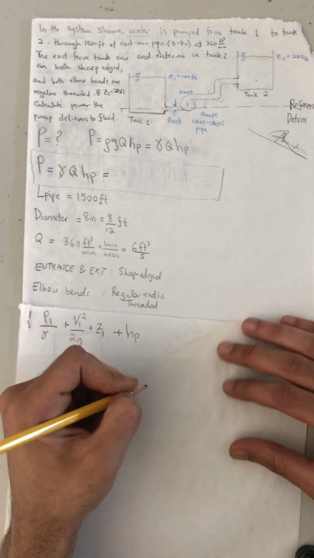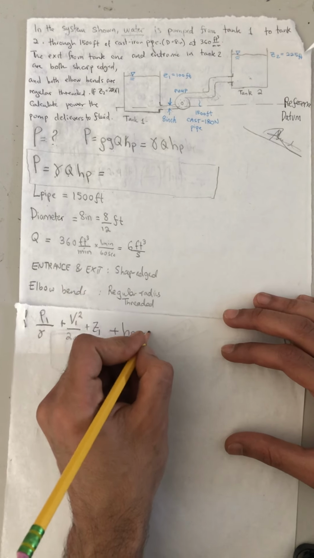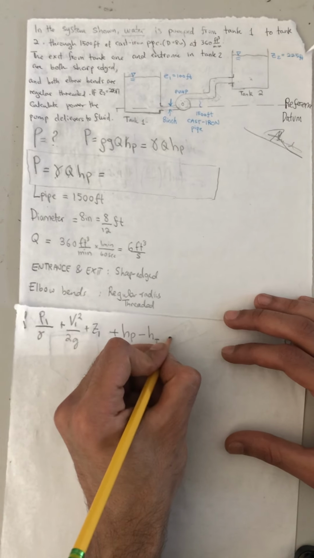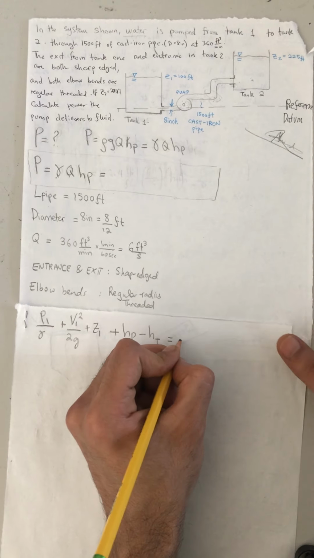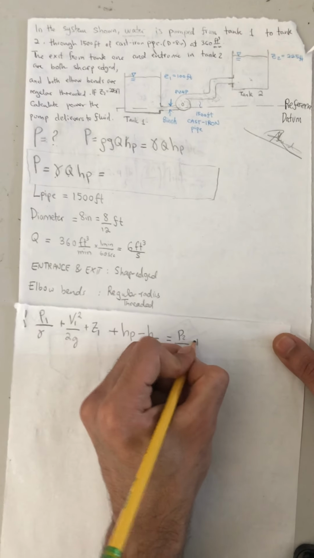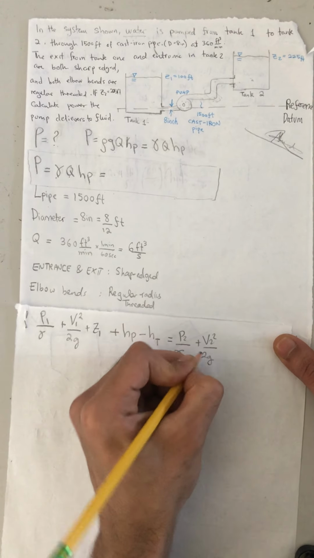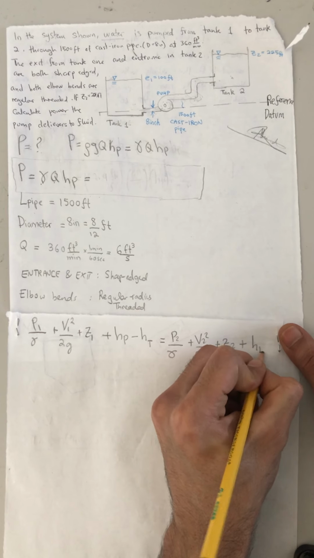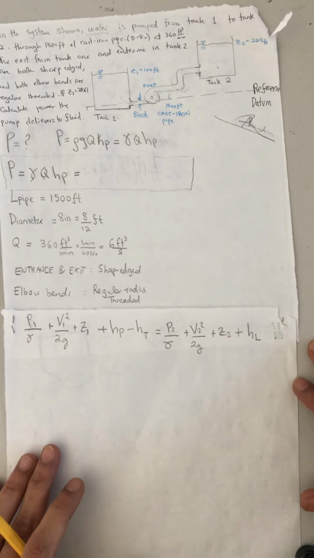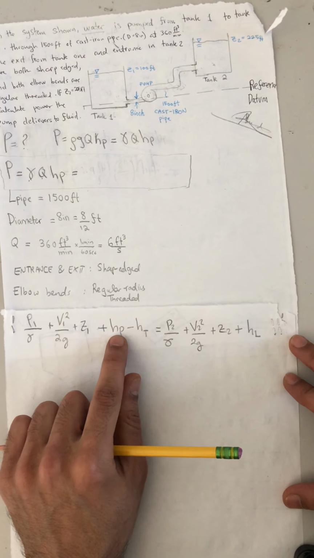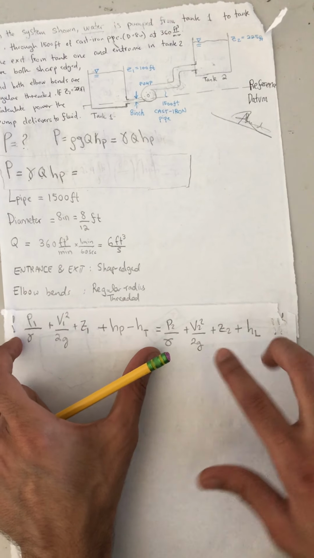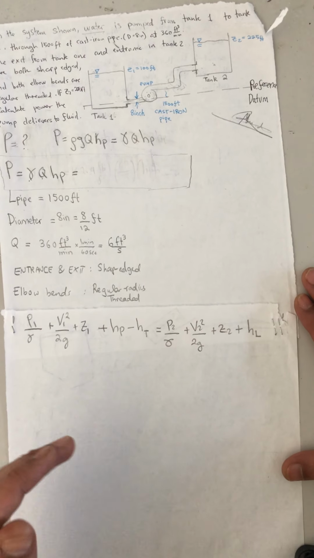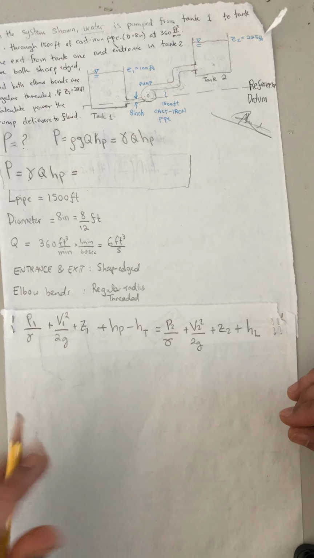Head of the pump, and if we had a turbine, extraction of turbine, it would also be considered. Plus our head losses. We can think of this as the energy in equals the energy out. Just like any system, whatever comes in equals what comes out.